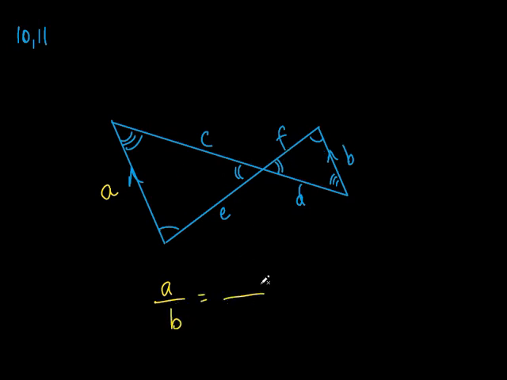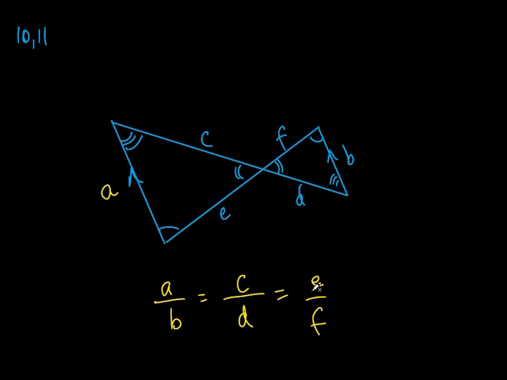Alright, let's set up another ratio. What else goes together? C and D. How do you know C and D go together? Because C is opposite one arc and D is opposite one arc. So C and D go together. And what else goes together? The E and the F go together.